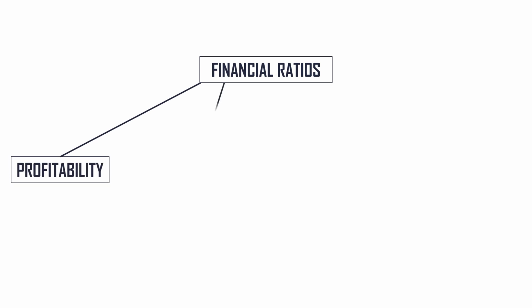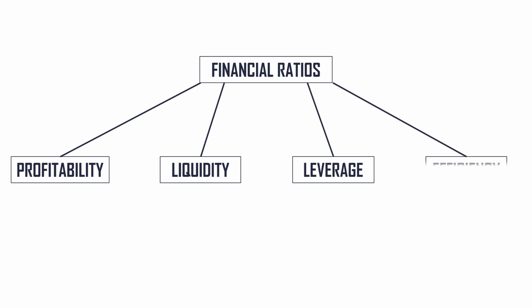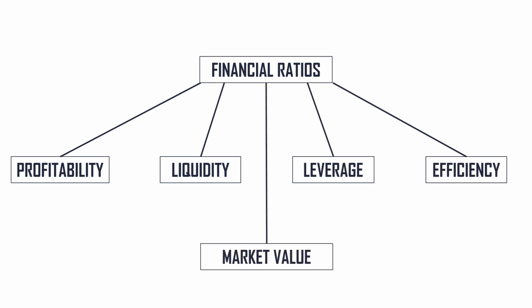risks. There are 5 types of financial ratios: profitability ratios, liquidity ratios, leverage ratios, efficiency ratios, and market value ratios. We will discuss all financial ratios and their individual types, their importance, and how to use them.